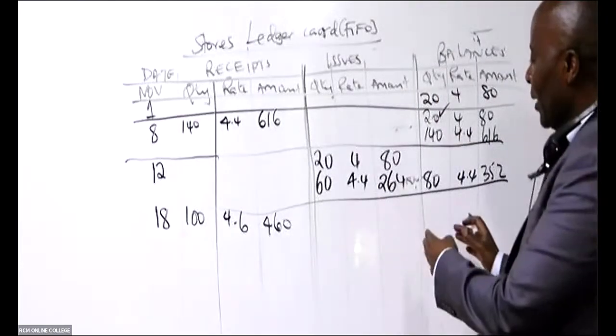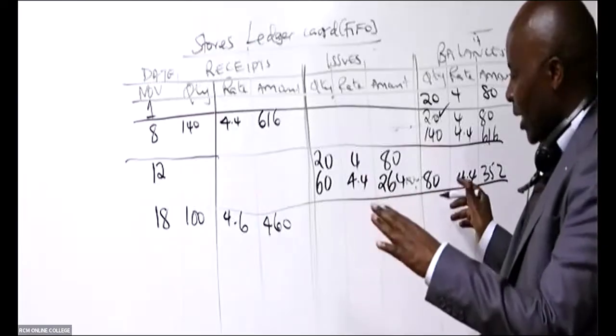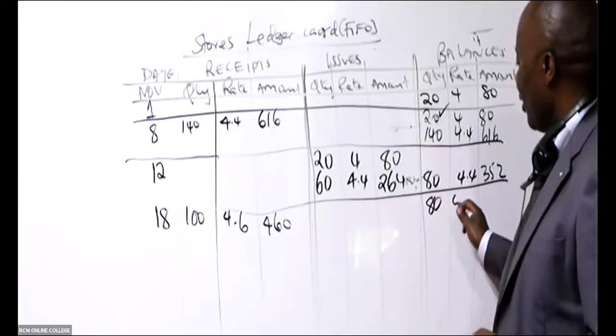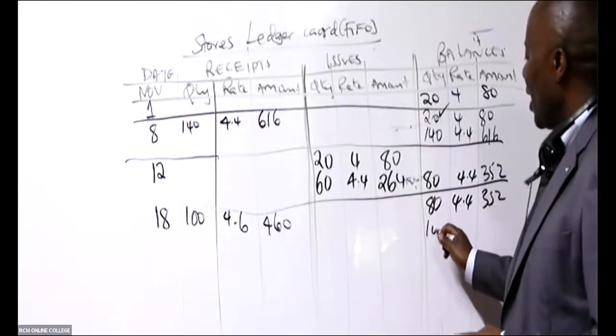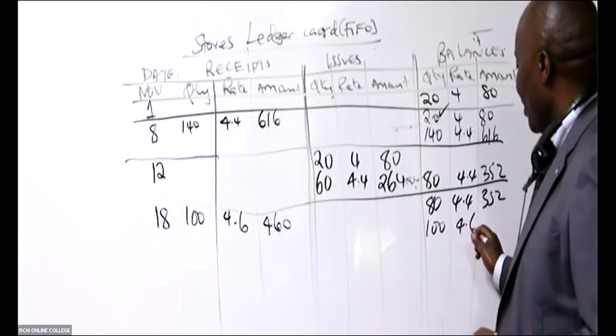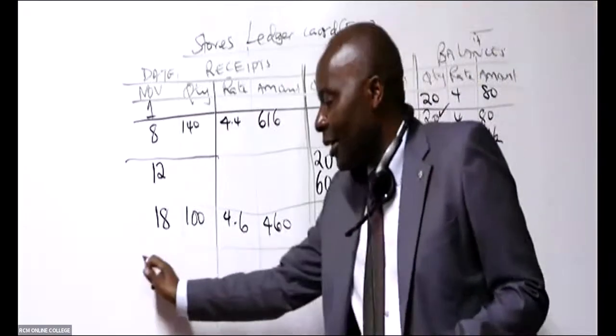So able to update balance. So 80 plus 100, really? No, they are different. So here it will be 80 at 4.4, 352. And then now we have here 100 at what here, somebody? At 460. And then you do what here? Now go to the next date.